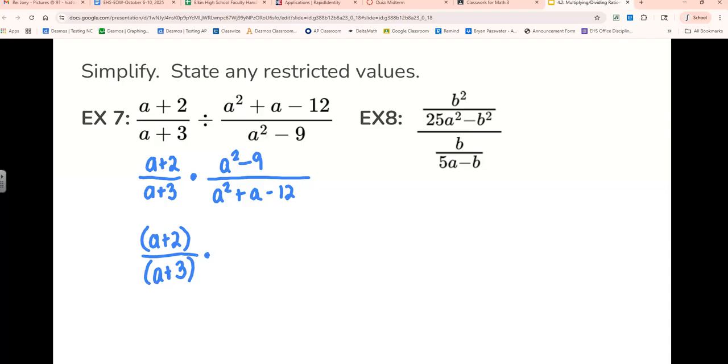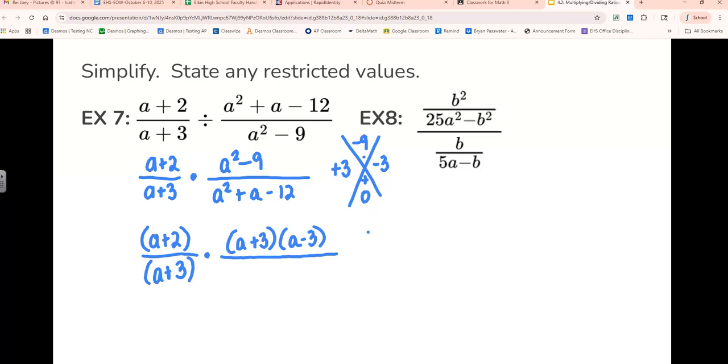Okay, and then we want to factor the top and bottom of the second fraction. So looking at that, I've got a squared minus 9. How does that one factor? Not 9 and 9. I need to multiply to get negative 9. I need to add to get 0. The middle term's missing. Positive 3 and negative 3. It's a difference of squares. So I'll have a plus 3 and a minus 3.